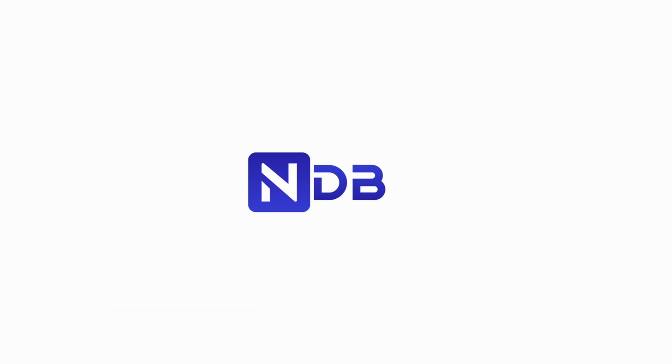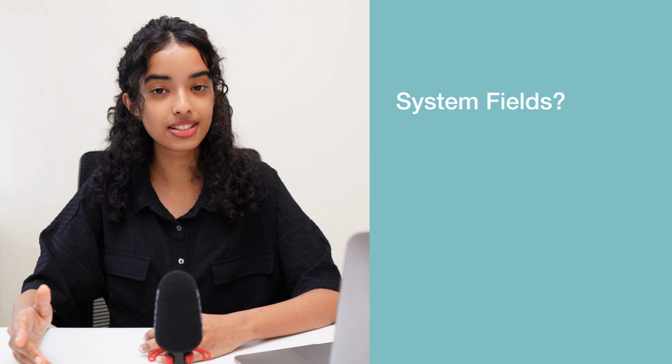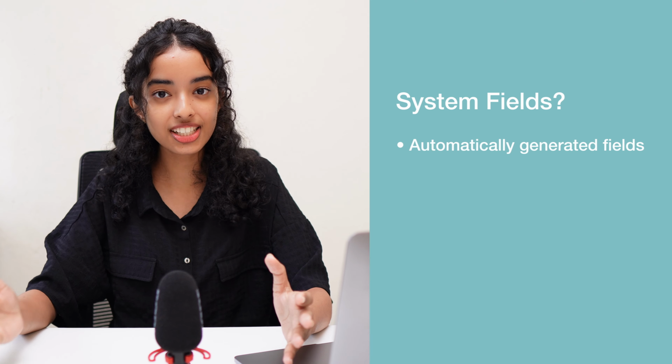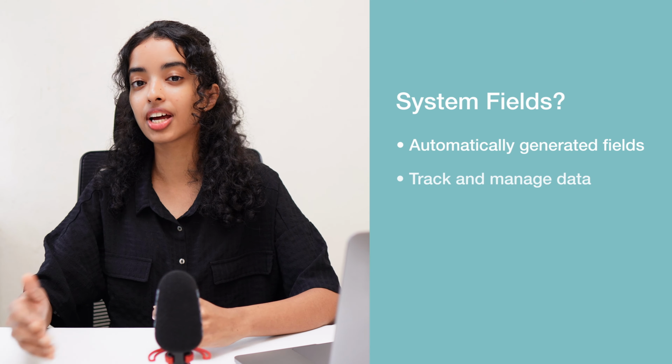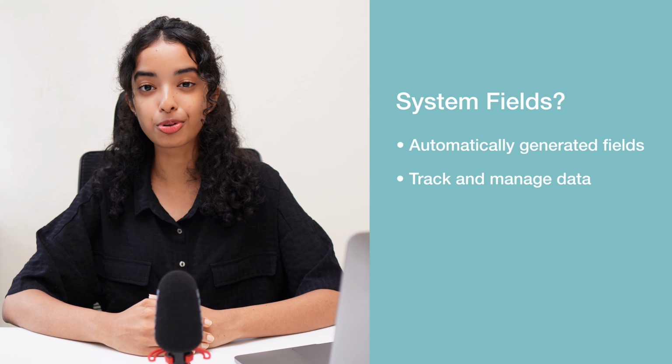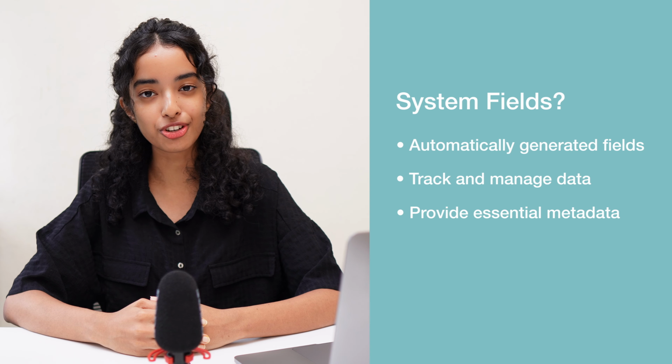Let's dive right in. First off, what are system fields? System fields are automatically generated fields that help you track and manage your data. They provide essential metadata about your records.